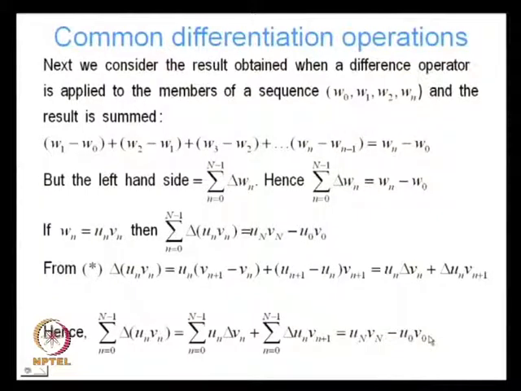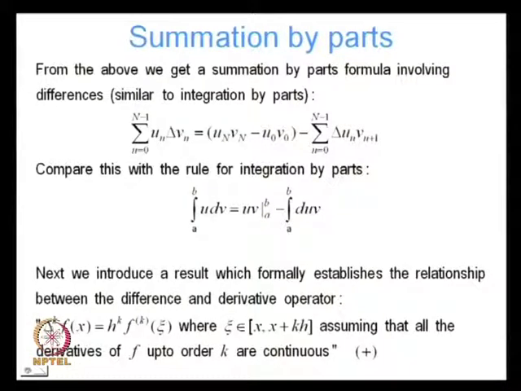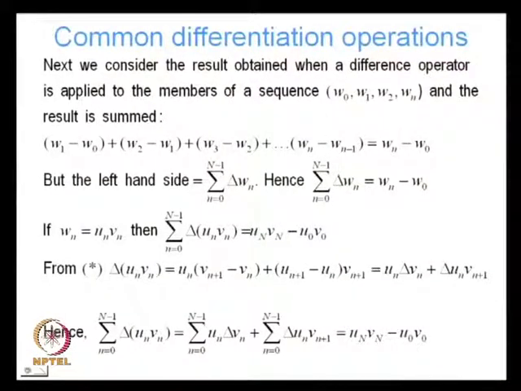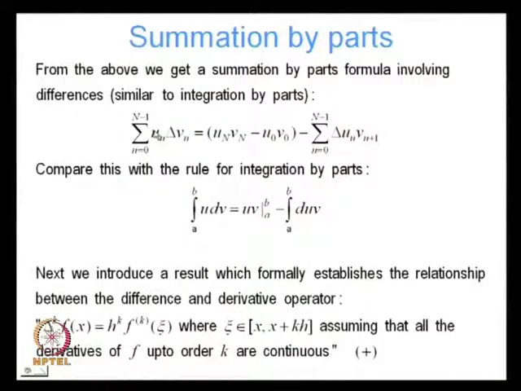Now, I am going to collect terms. So, from the above we get sigma un delta vn is equal to un vn minus u0 v0, and then I bring this term to the right, minus sigma n equal to 0 to n minus 1 of delta un v(n plus 1). So, I just brought one term to the right and I get this: sigma un delta vn is equal to un vn minus u0 v0 minus sigma n equal to 0 to n minus 1 of delta un v(n plus 1).